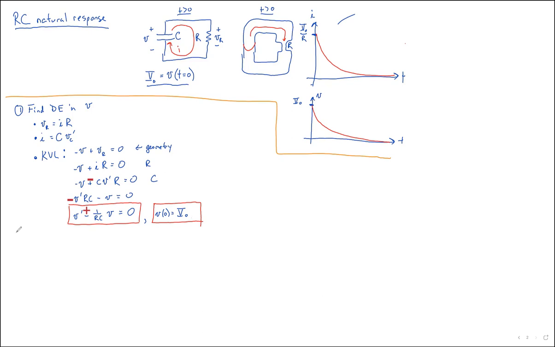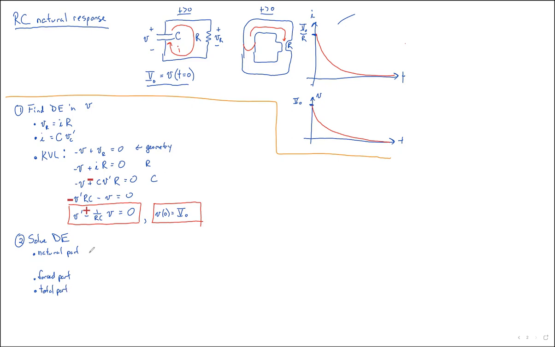Let's now solve it. And once we solve it, you'll never have to do this again. You can just use the results of our solution. You know that there's a natural part of the solution, and there's going to be a forced part of the solution. And then there's a total part of the solution, which is just the natural part plus the forced part.